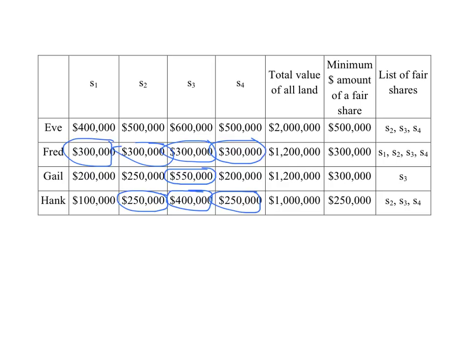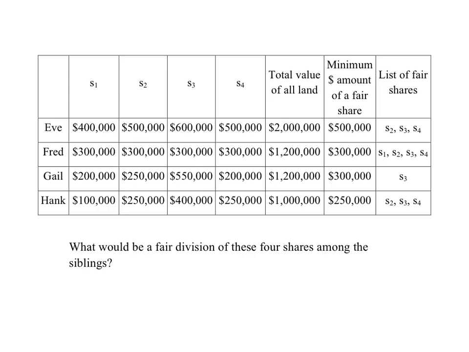Great, so we have found for each sibling, and we found this for Eve earlier, which shares they could accept and regard as fair shares. The goal, ultimately, is to give each sibling one of these 4 parcels of land so that each sibling will get one item from his or her list of fair shares. Well, how can we do this?